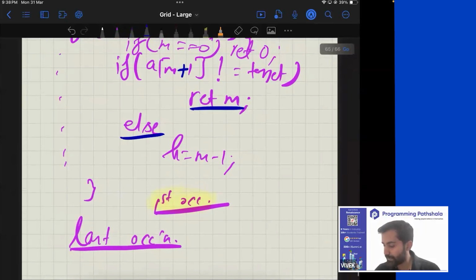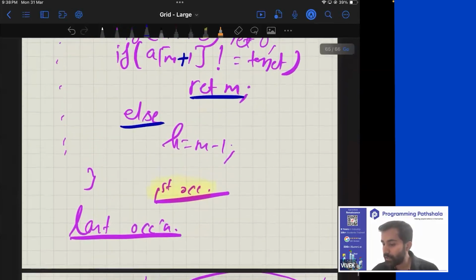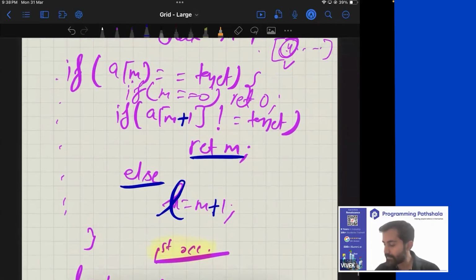But if that is not the case, then you know your answer is in the right side. This time right side. To go to the right side, what do you change? Do you change your low or do you change your high? You change your low. And how do you change it? Low equals mid plus 1. Yes. And how about the edge case?